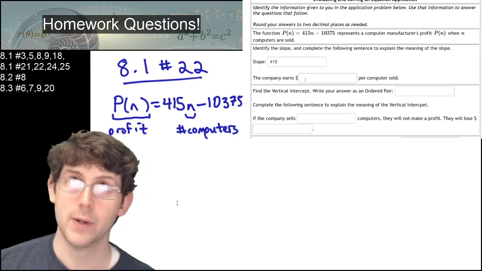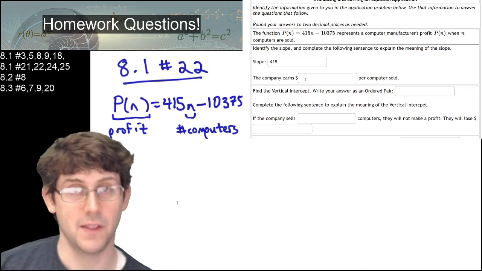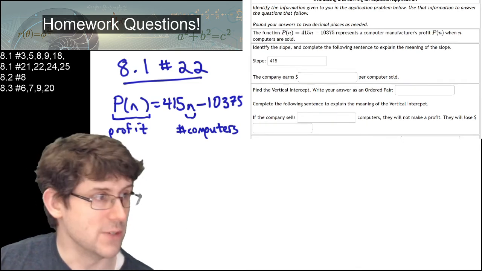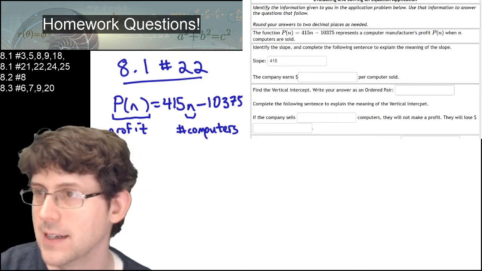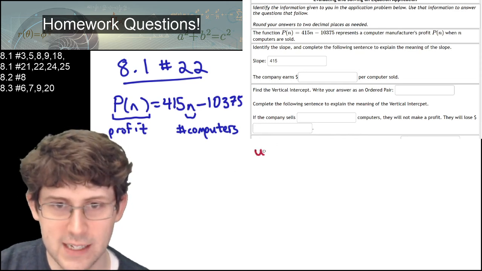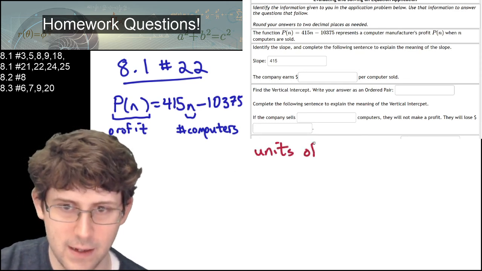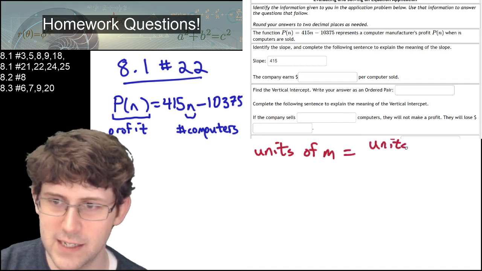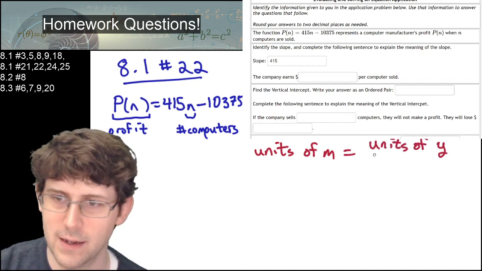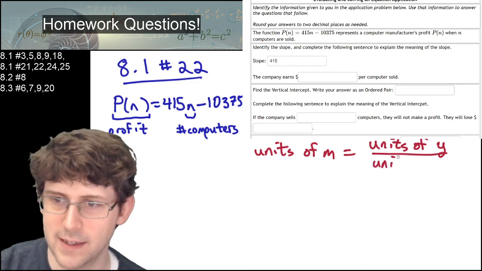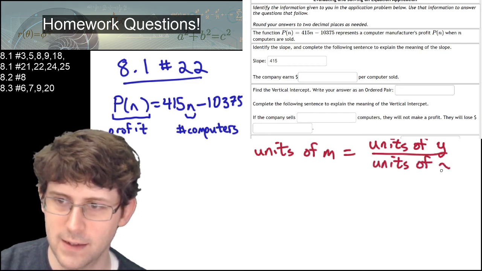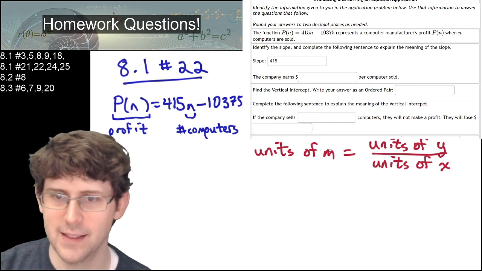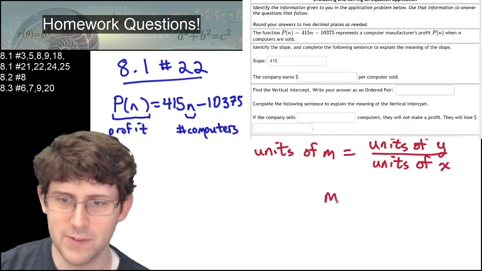What does the slope mean? Well, the slope has units of the y units divided by the x units. This is a really useful fact, so I'm just going to write it down here, which is that the units of m are the units of y divided by the units of x. The reason for this is because of the slope formula. Like, what was the slope formula? How did we find the slope?